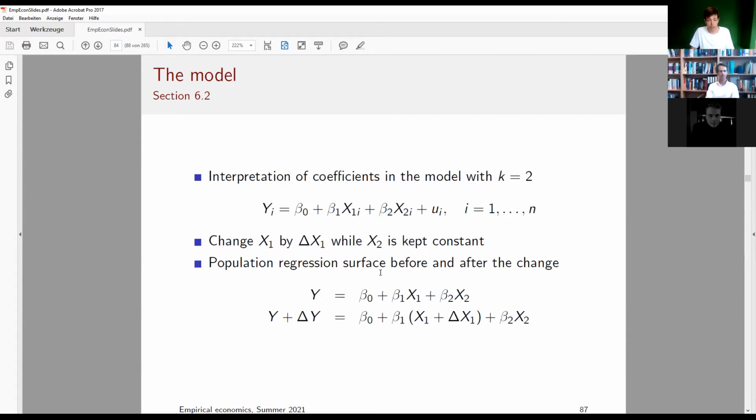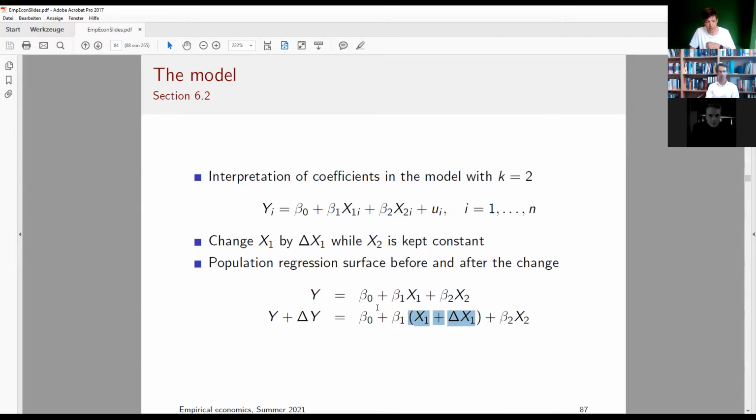Now, our population regression is obviously a surface, no longer just a line, because we're going into 2 dimensions. We will have the surface here. Let's have a look at that before and after the change. Before the change, it's just y is equal to beta 0 plus beta 1 times our current level of student-teacher ratio, x1, plus beta 2 times our current level of PLECT, or x2. Now we said we increase our first regressor by 1. Let's have a look at what happens on the left-hand side. So on the right-hand side, we increase x1 by delta x1.